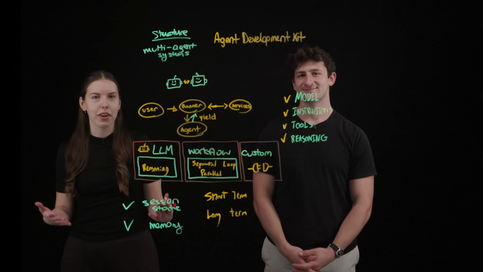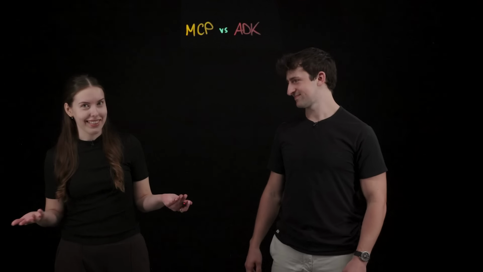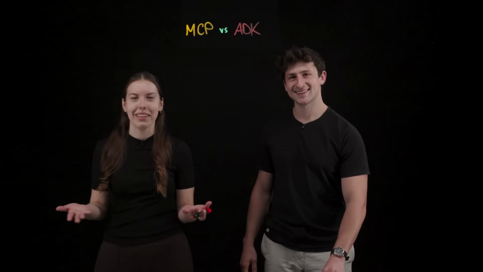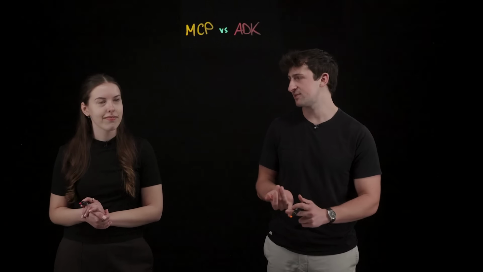Okay, let's make this concrete with a real scenario for when you should use MCP or ADK, because "it depends" is a valid answer, I think, but it makes for a terrible video. That's fair. So let's say that you built your own coding assistant that can search your repo, open up files, run tests for you, and help you debug problems that you might have.